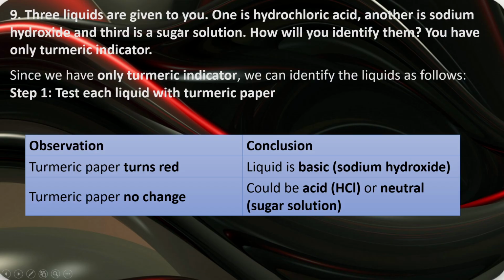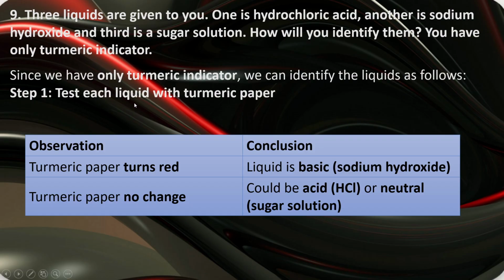Ninth one: three liquids are given to you. One is hydrochloric acid, another is sodium hydroxide, and the third is a sugar solution. How will you identify them? You have only turmeric indicator. Since we have only turmeric indicator, we can identify the liquids as follows.